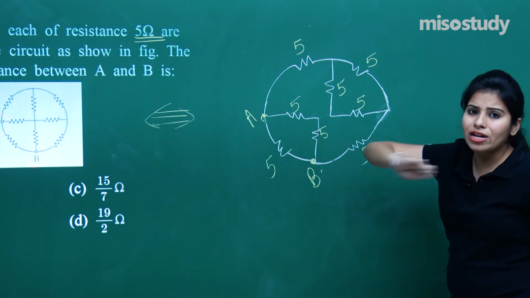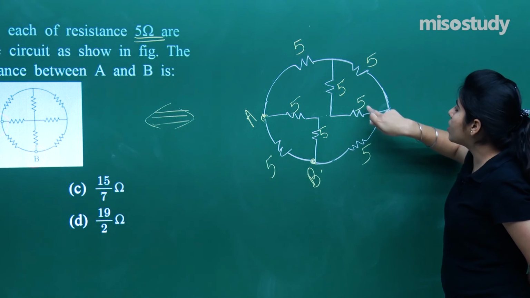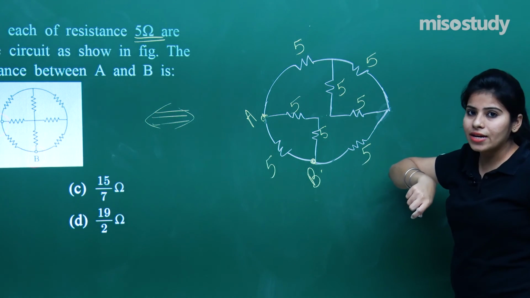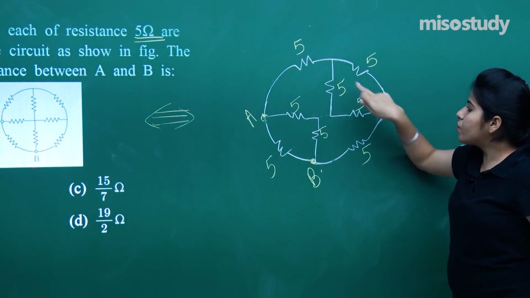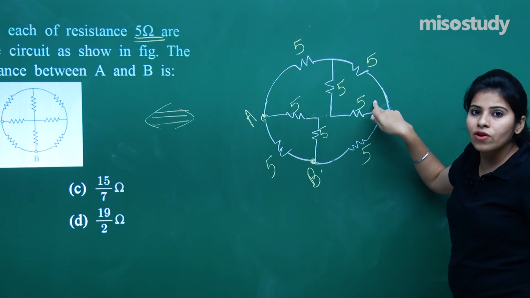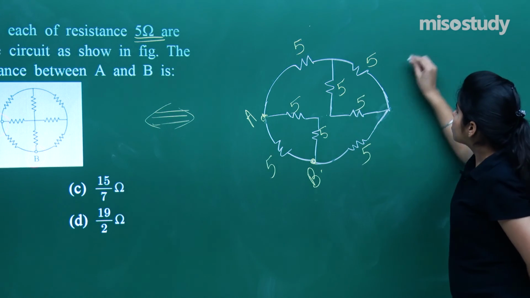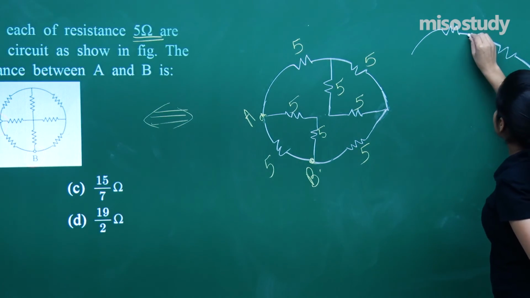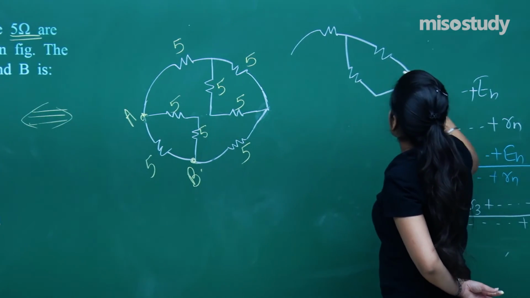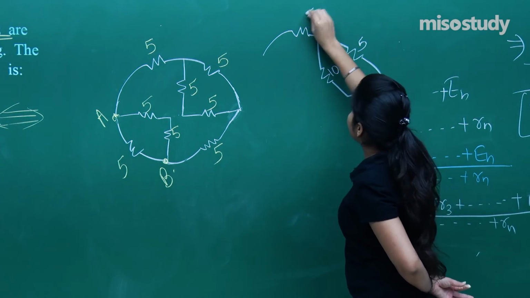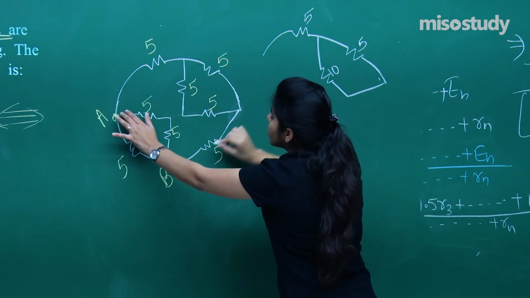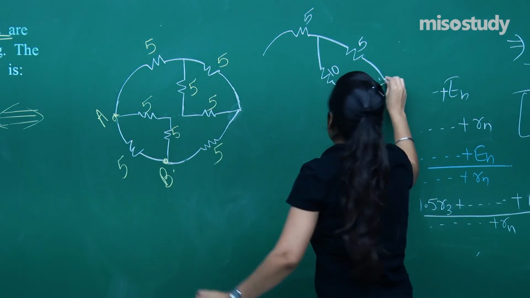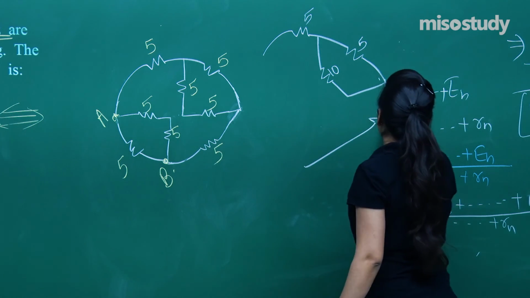First of all, forget everything. You can see over here, these 2 resistors are connected in series. So what will be the total resistance? That will be 10. So that means this is 10, this is 5 and this is 5. I am considering only this portion first of all. So this is now 5.